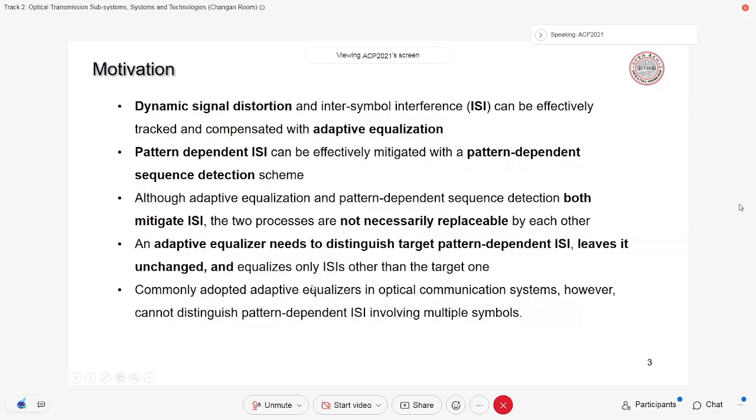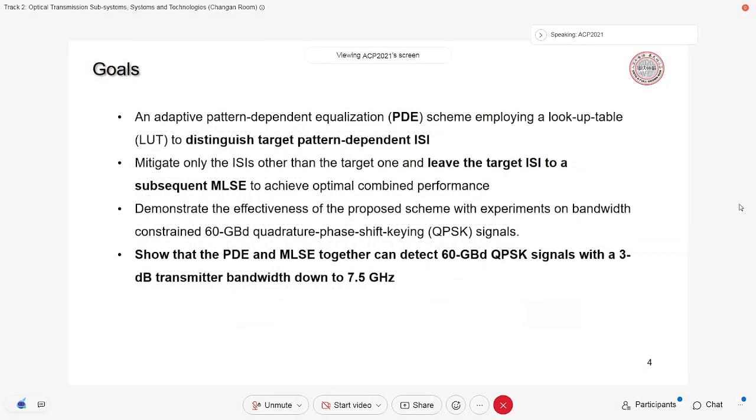So then we just imagine maybe we can have the adaptive equalizer to be able to distinguish some target pattern-dependent ISI, so it doesn't touch it, and just leaves it to the subsequent MLC to do its job. That's the motivation. And then our goal here is we want to have this adaptive equalizer, which we call adaptive pattern-dependent equalization, PDE, to distinguish some preset pattern-dependent ISI. Here in this talk, it's mainly just narrow filtering induced ISI.